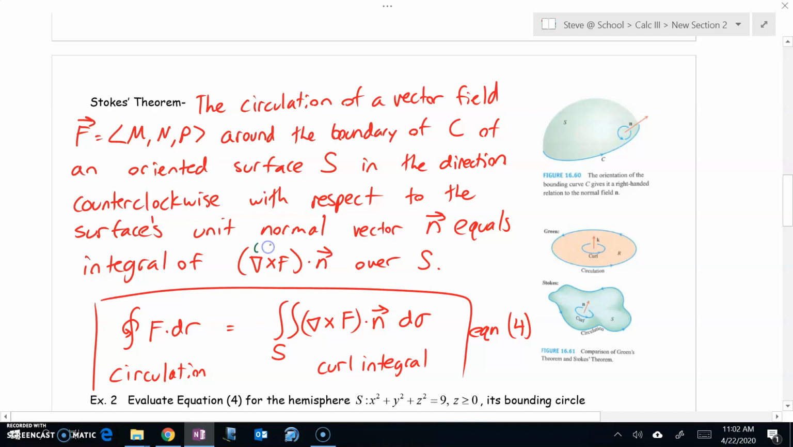Remember, this represents the curl dotted with the normal vector over the surface. That's a lot of words. Basically what that means is our old circulation and work line integrals can now be turned into surface integrals in 3 dimensions. It'll be the integral over the surface of the curl dotted with the normal vector, and then again we have our surface area differential. So anyway, that is the thing that we're going to be doing. We're going to be turning everything into this formula here.